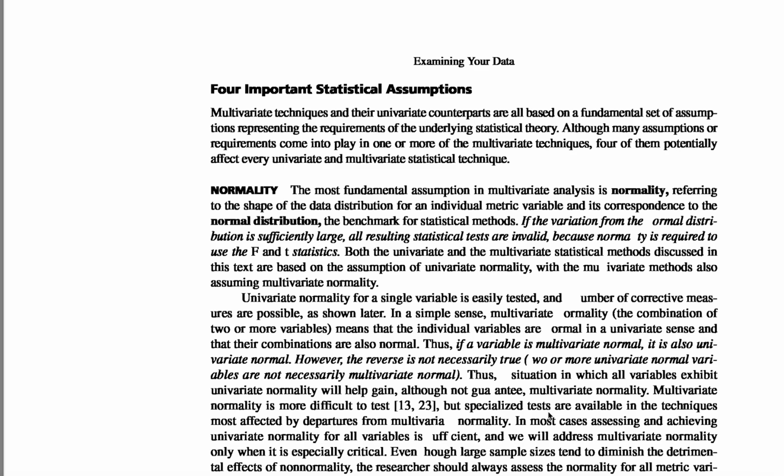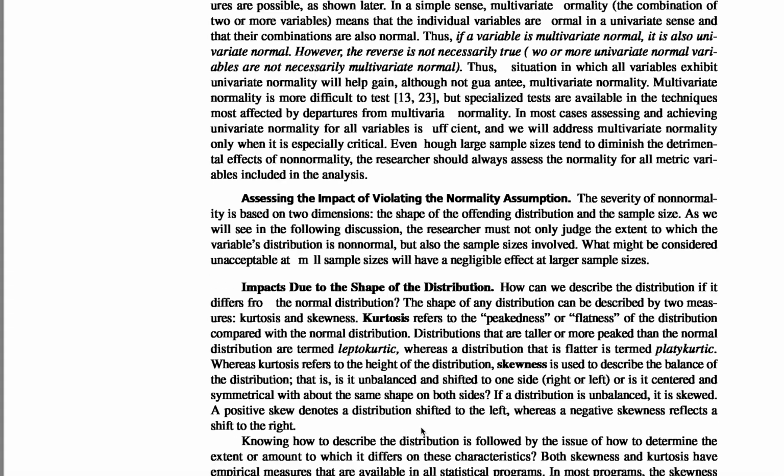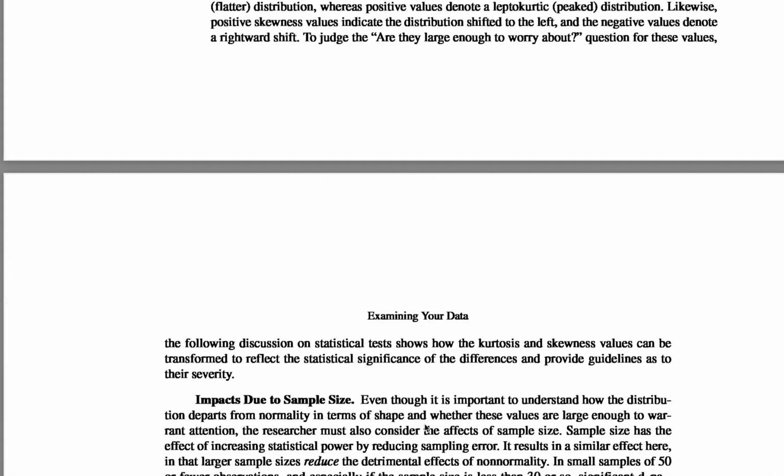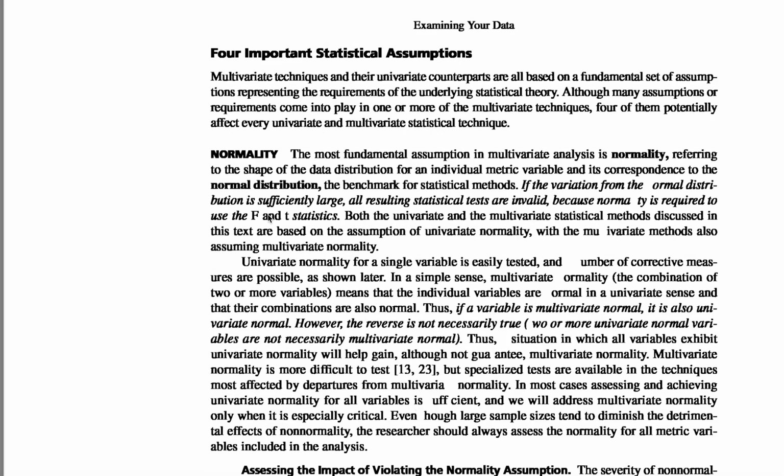Four important statistical assumptions. The first is normality, and the second is assessing the impact of violating the normality assumption. Third is impact due to the shape of the distribution, and fourth is impact due to the sample size. First, we talk about normality.